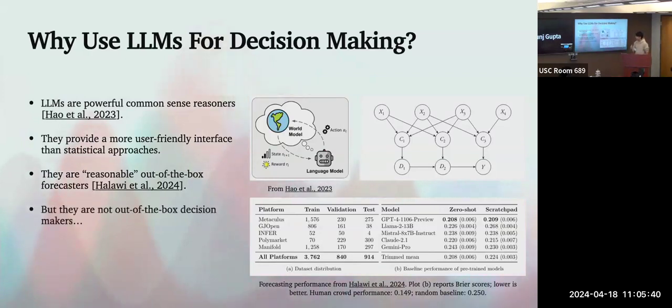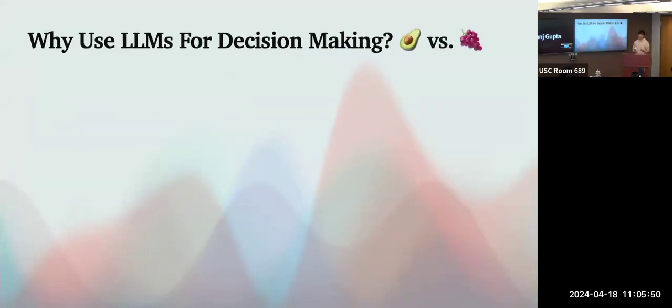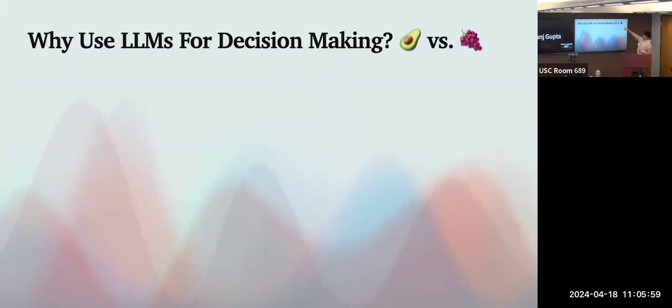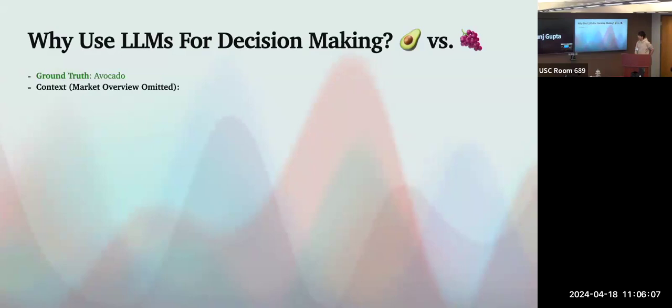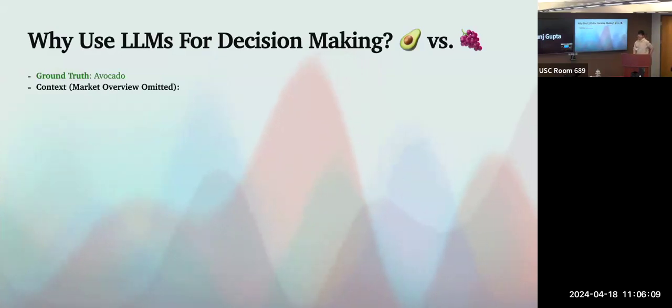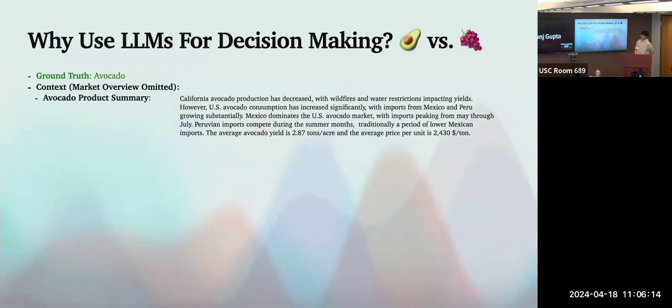But the core challenge that we're going to tackle in this project is that they're not really out-of-the-box decision makers. I'm going to use DMU as an abbreviation for decision making under uncertainty here. I'll give a concrete example. Here we have an agricultural planning dataset where we're deciding whether to plant avocado or grape for the forthcoming agricultural year. The ground truth here is avocado, decided by the total revenue per acre. We're going to give some context, which I'm going to omit because there's too much text.